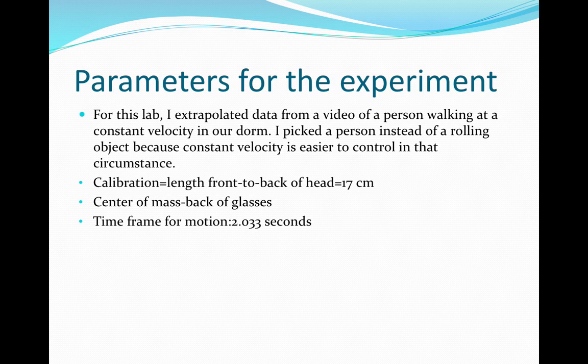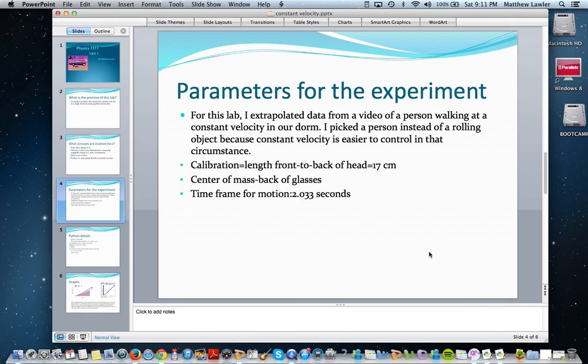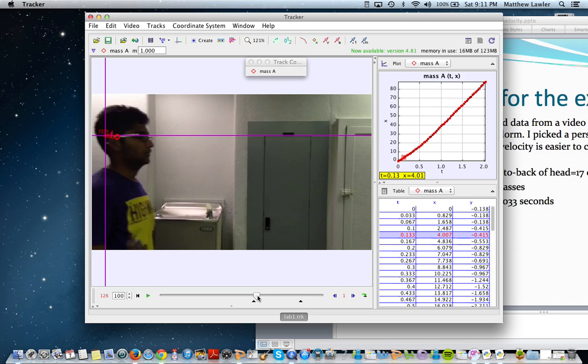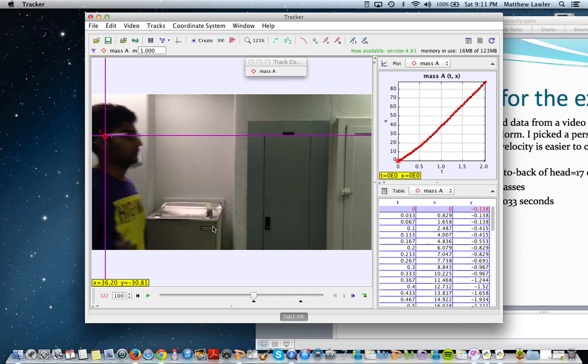And the calibration for Tracker, which I will show now, was from the front to the back of the head. And this was about 17 centimeters or so. And I picked the center of mass around the back of the glasses. And I had the axes labeled at that first point, or center of mass, I should say. And the time frame was about 2 seconds or so.